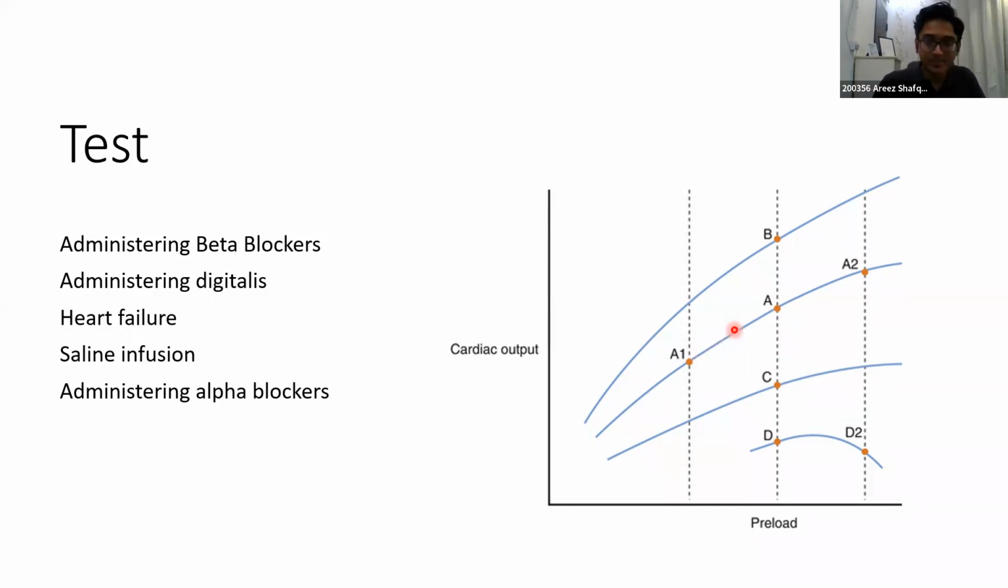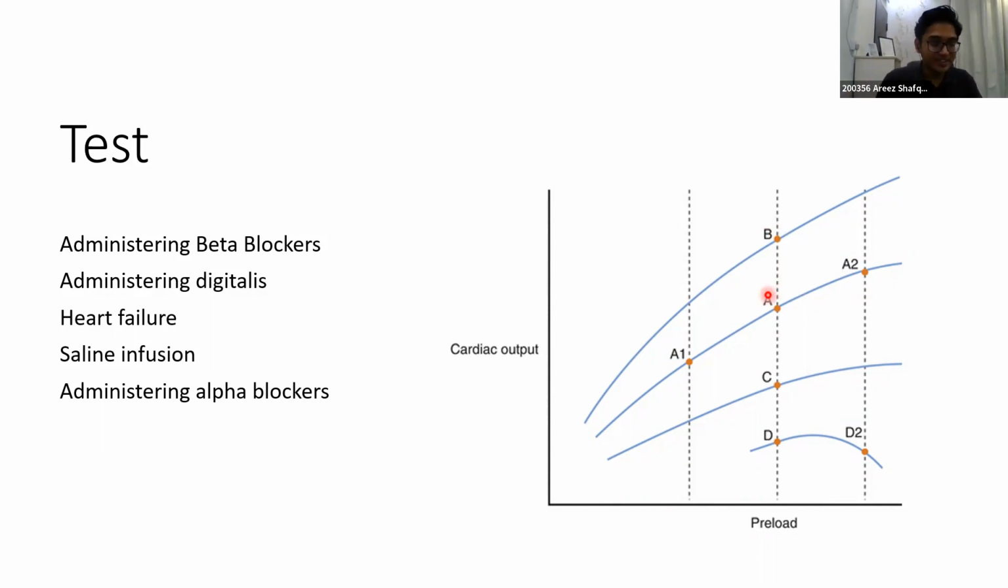Now, let me ask you this. I've moved from point A to point B. Is this Frank Starling? Moving from point A to point B, is this Frank Starling? No, because I've kept preload the same, but I've increased cardiac output. What are the two options I have to do this? Either I increase contractility, that's one. There's another option, or I decrease afterload.